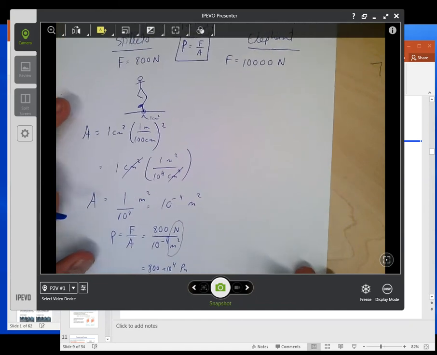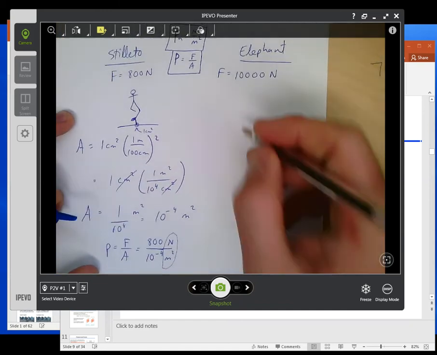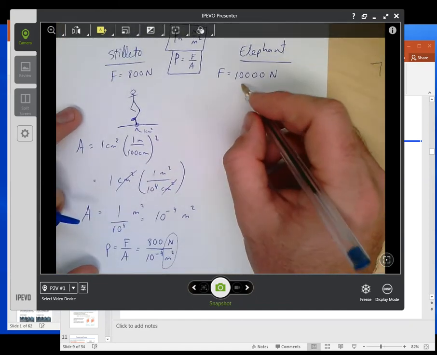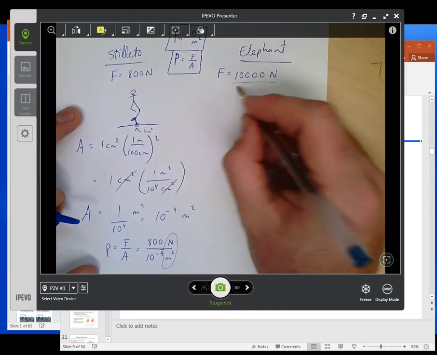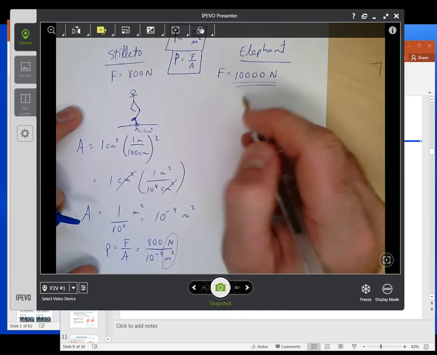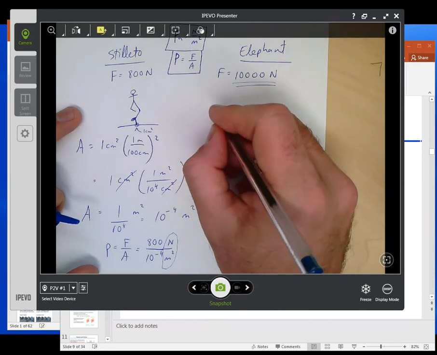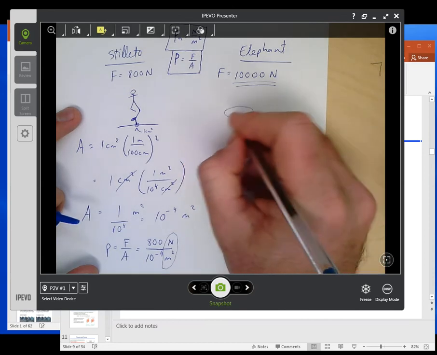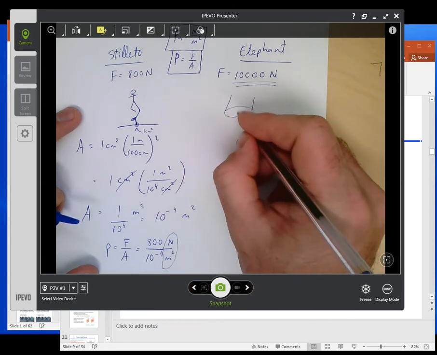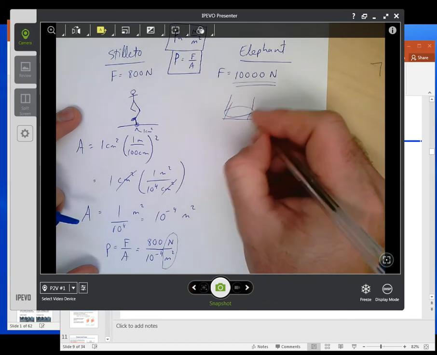Now let's do a little estimate for the elephant. So here's the elephant that has 10,000 newtons, quite a bit heavier than the person in our estimate. But we've got to figure out the area of the hoof. So the hoof here, I don't know, how big is this kind of hoof? Well, I'm going to estimate it.